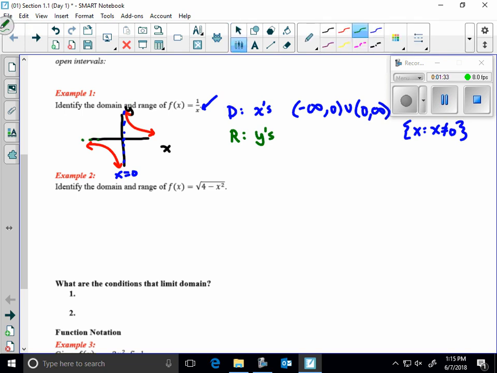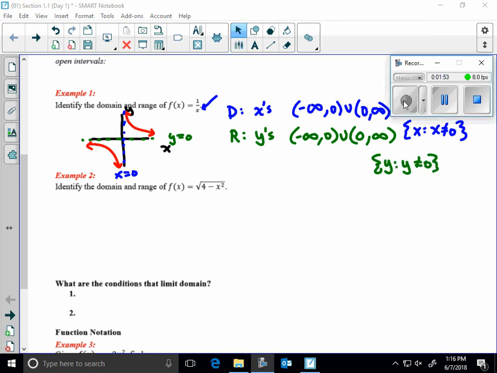Our range in this function, of course, there's a horizontal asymptote there where y equals 0. Our function would never equal 0, so you'd see a duplicate here, either our interval notation or set builder, except with set builder here we'd say all y such that y cannot equal 0.